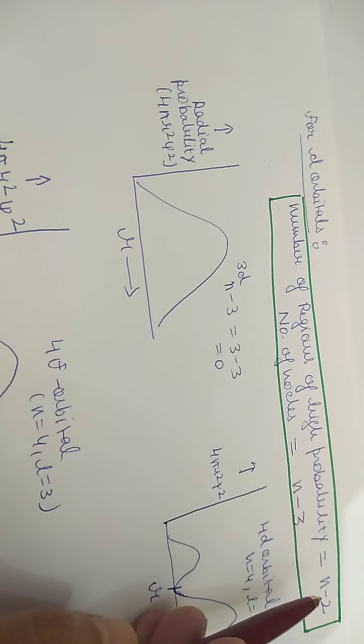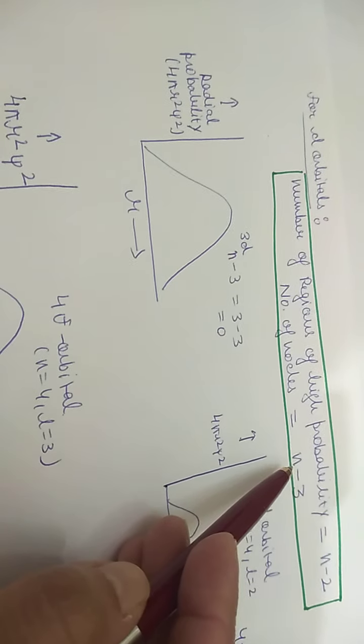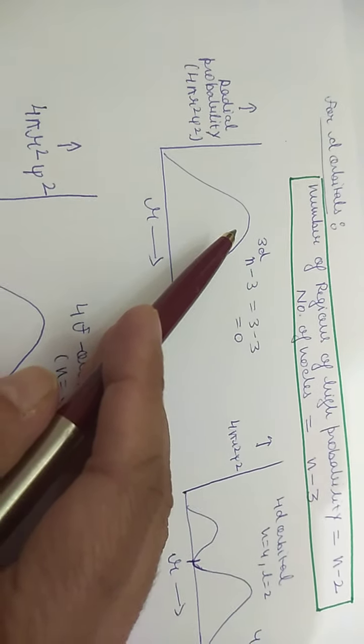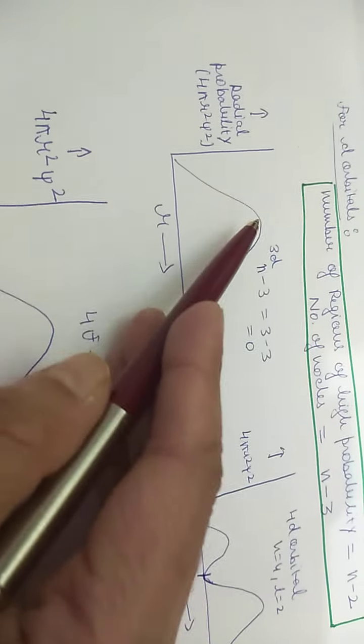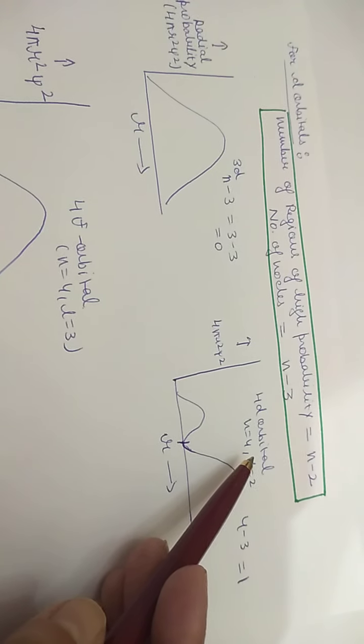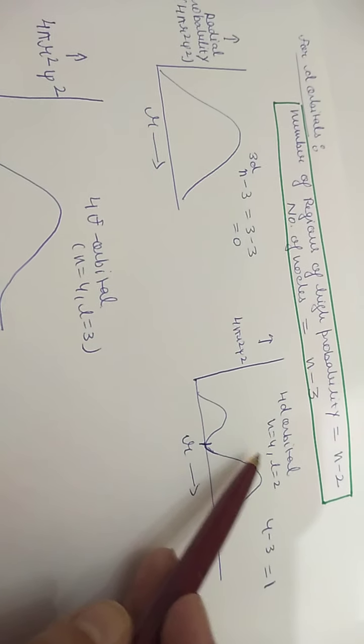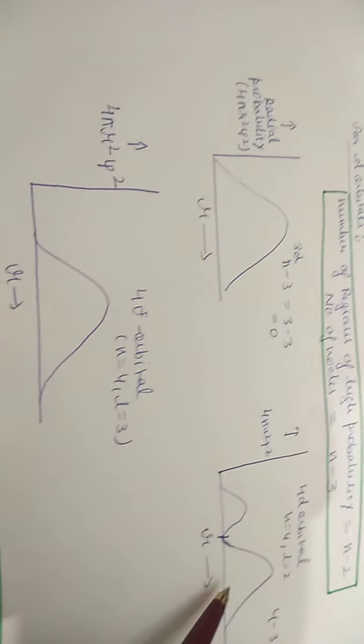Next, for d orbitals, the number of regions of high probability is equal to n minus 2 and the number of nodes is equal to n minus 3. For 3d, number of nodes 3 minus 3 equals 0, so there is no node, and regions of high probability 3 minus 2, 1 region. Then for 4d, number of nodes 4 minus 3, 1 node, and regions of high probability 4 minus 2, 2 regions.